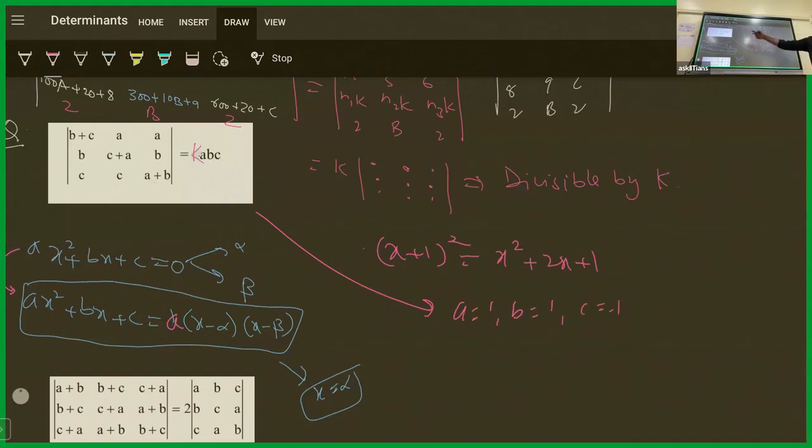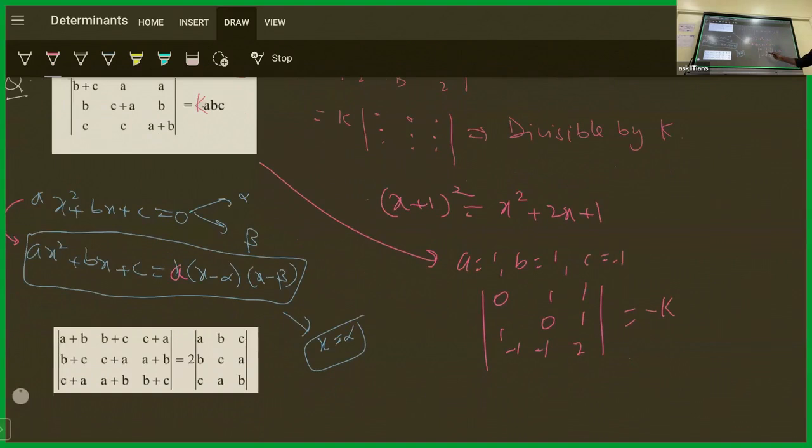Why -1? Because if you take c equals -1 and substitute here, b plus c will be 0, so the first element will be 0 directly. Then 1 and 1. In the second row, b is 1, and c plus a will be 0. And the third, this will be 1, and then c will be -1, and 2. On the right-hand side, k equals abc, so 1 into -1 will be minus k. Further, you can now use an elementary operation.